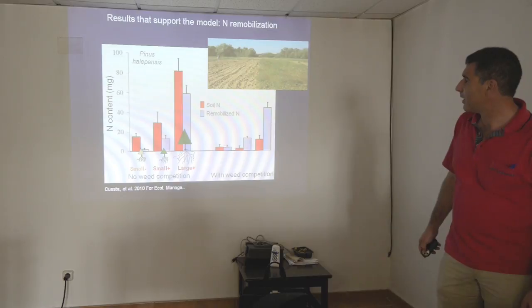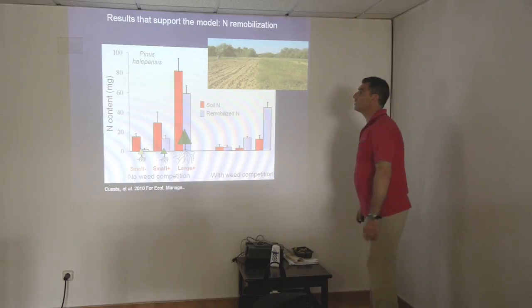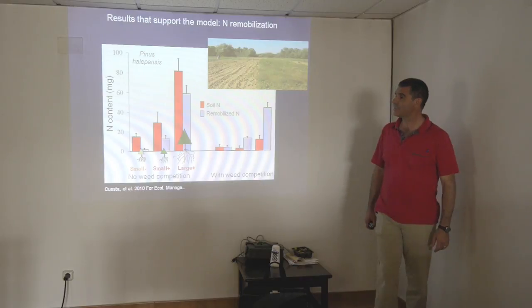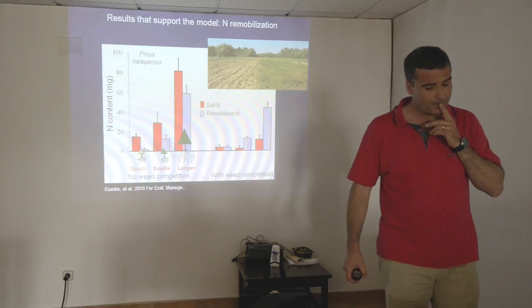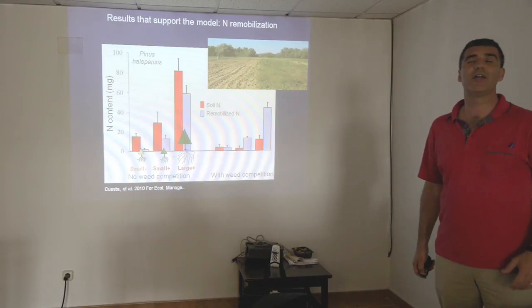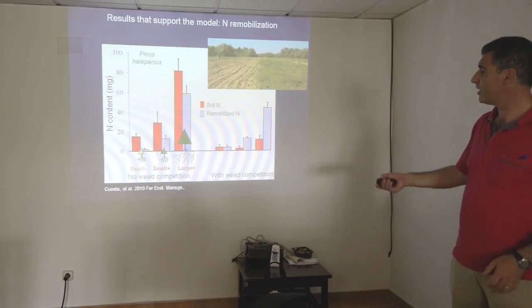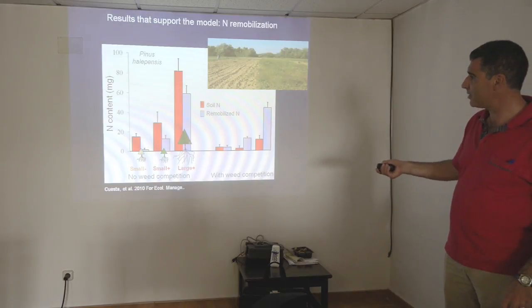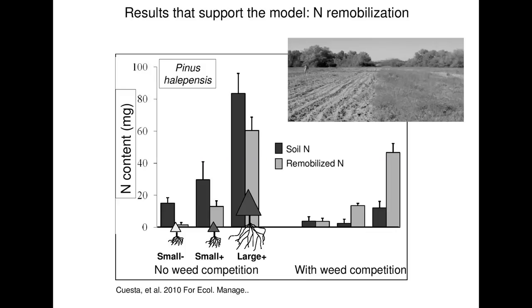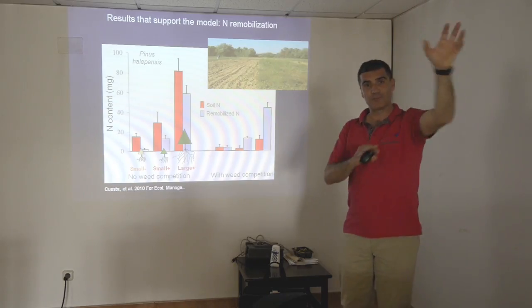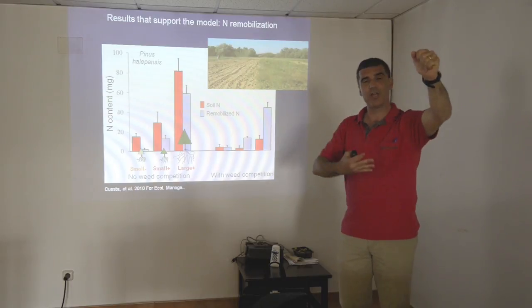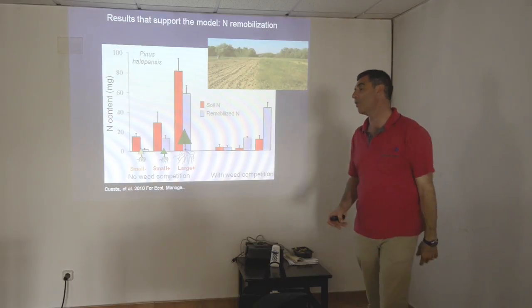Okay. Well, and just to finish, what about remobilization? Well, we analyzed if the large plants have a higher mobilization capacity than small seedlings. Do you remember my experiment of Pinus halepensis? This is large seedlings against small seedlings. And what we analyzed is the nitrogen content of the new organs. This nitrogen content of the new organs can come from the soil or can come from remobilization. Part of the nitrogen in a new root comes from the soil, but another part can come from your own reserves. So we analyze the contribution of both parts.